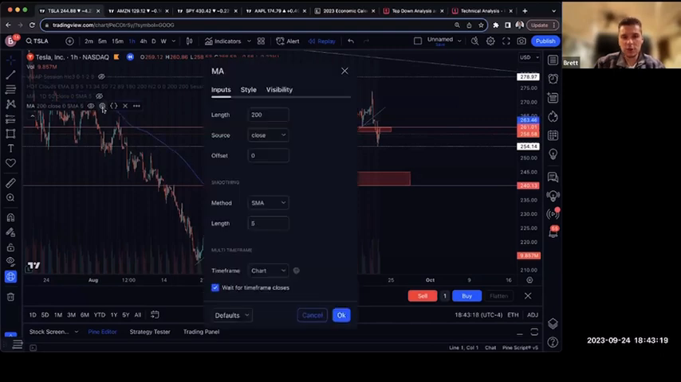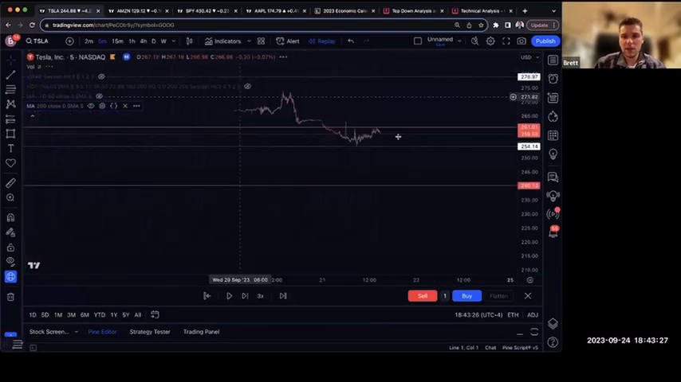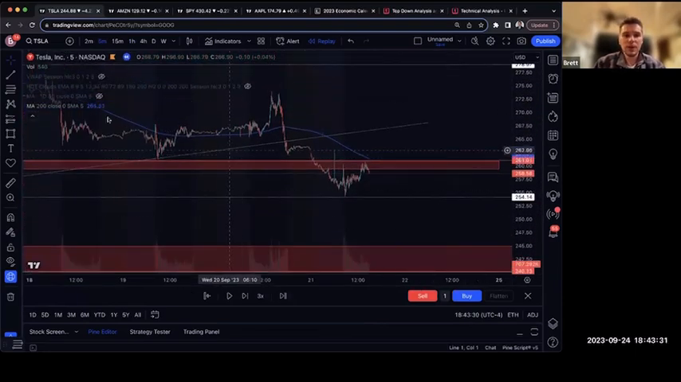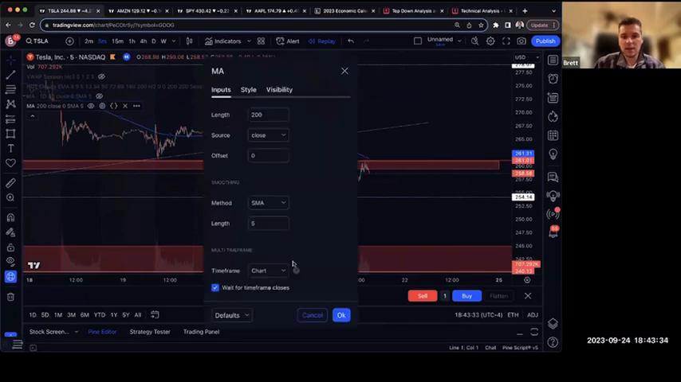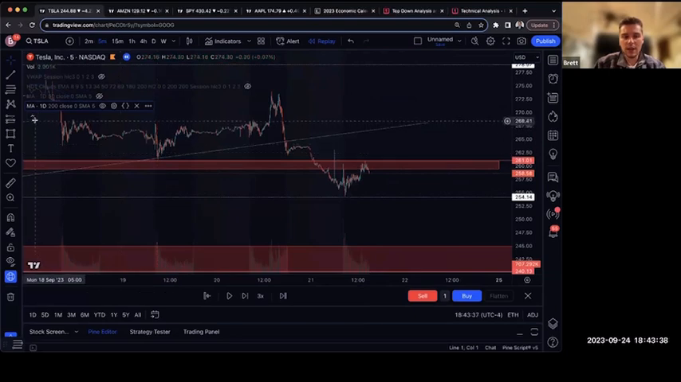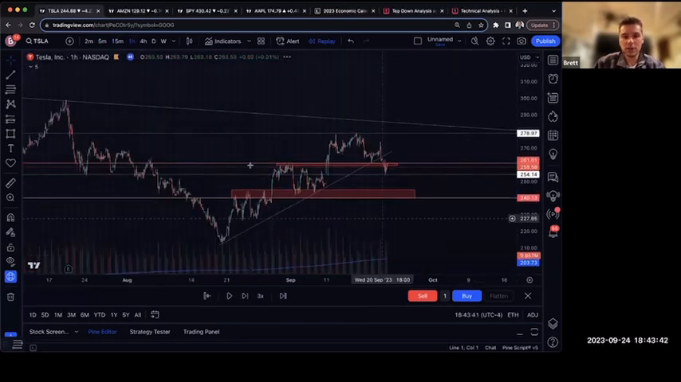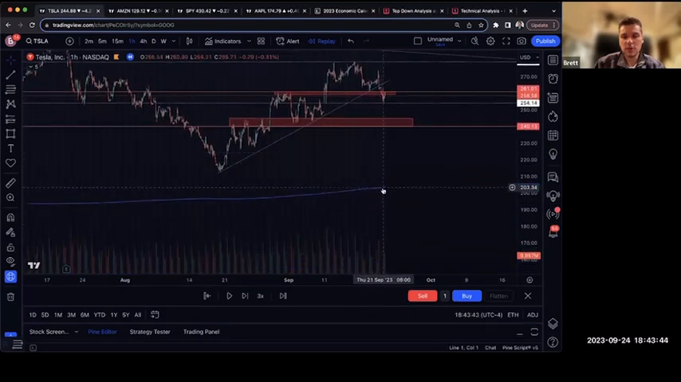And what you're going to do is change the settings to whatever length you want. But what you can do here is change the time frame. So let's just say you're on the 5 minute time frame, but you want to see where that daily 200 SMA is, right? So you go to the settings icon, change the time frame to daily, and now no matter what time frame you're on, it's going to anchor that moving average, the 200, to the daily time frame.